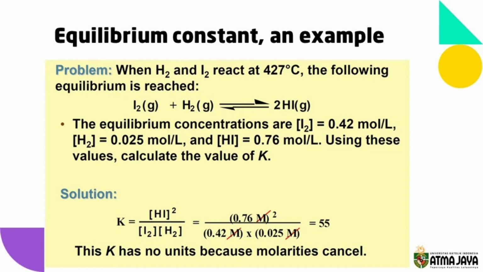K is the concentration of the product to the power of its coefficient, which is HI to the power of 2, divided by the I2 concentration times the H2 concentration, each to the power of its coefficient, which is 1. Don't forget to always write down the unit of concentration, in this case M, molarity. If you calculate correctly, you get K equal to 55. This K has no units because the molarities cancel out each other.